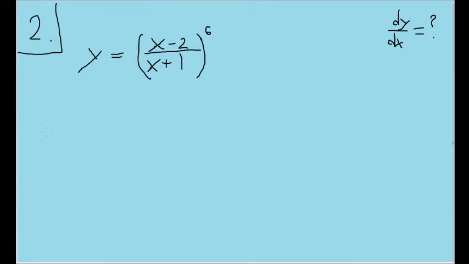So the first thing we'll note, if we want to take advantage of the chain rule, because it does look like that's what this will be: we've got a function raised to the power of something. So it looks like we can use the power rule pretty quickly. The first thing I'm going to do is define a new variable a, and let's say that a is equal to (x minus 2) over (x plus 1). And this means that we can rewrite y as equal to a to the power of 6.